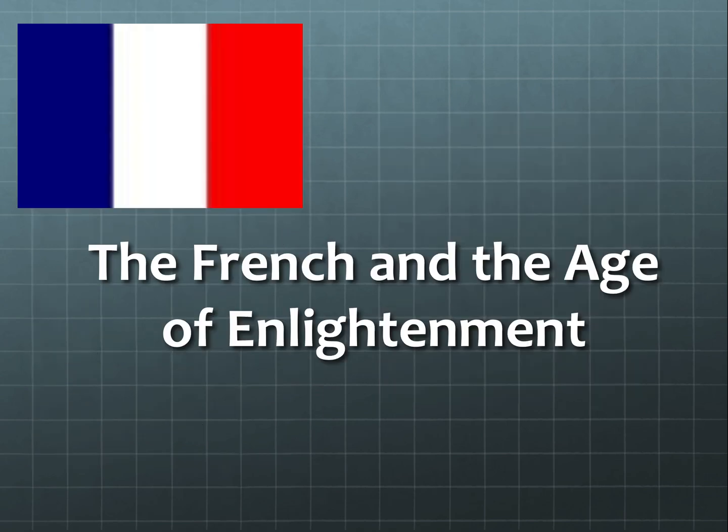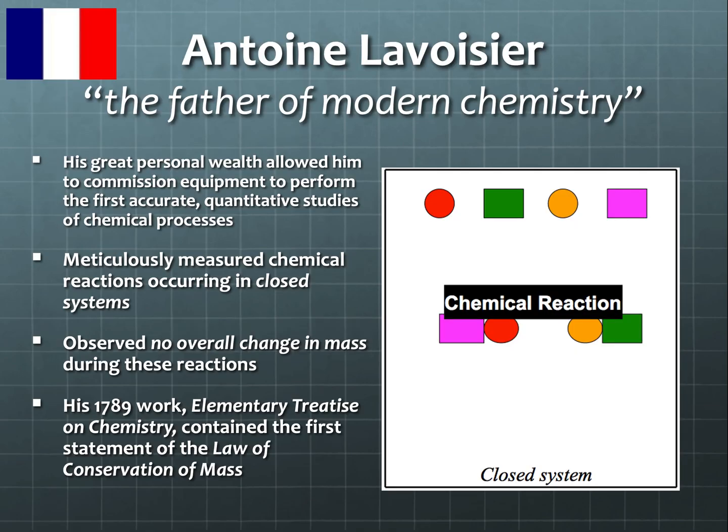Now, we're going to skip from atoms for a quick second. We're going to look at the French in the Age of Enlightenment. There was a famous chemist named Antoine Lavoisier. He was the first person who did experiments in a quantitative way. Remember, quantitative means numbers. He would complete chemical reactions in what he called a closed system. Just think about it: a closed system essentially means nothing's getting in and nothing is getting out.